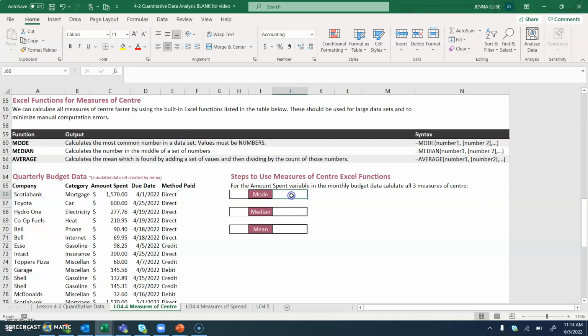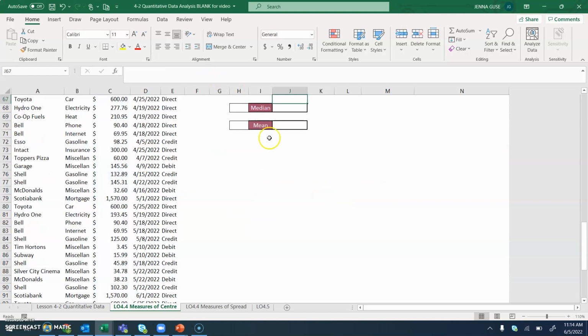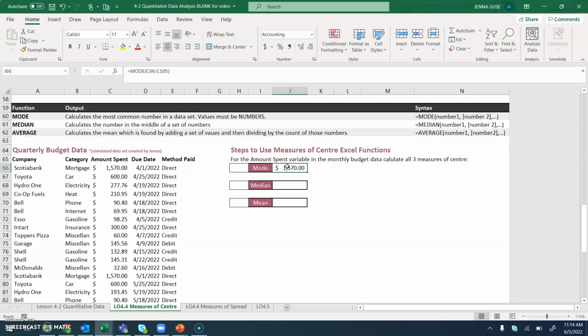In order to calculate the mode, the most frequently occurring value in the dataset, specifically for our amount spent variable in our budget data, we would start by typing in equals mode, like we do for all formulas, opening up a bracket, then selecting all of the amounts spent. When I press enter, it will find the most commonly occurring value, which seems to be $1,570, the amount of the mortgage.